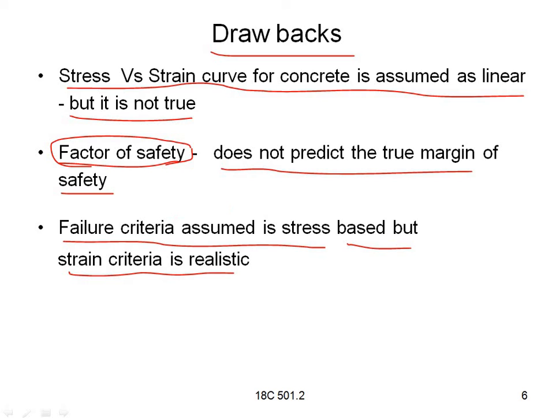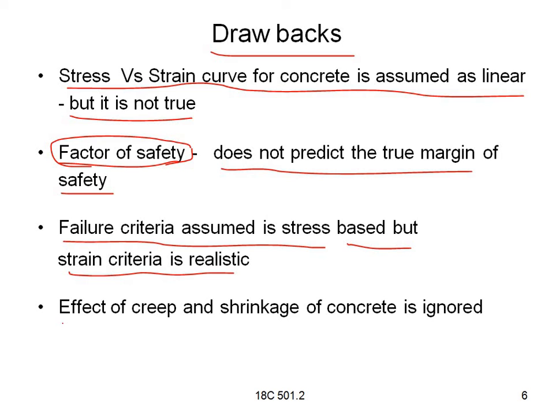Okay, so what do you mean by the strain? So the strain will describe when the realistic failures will be occurring. Okay, so here the effect of creep and shrinkage of concrete is ignored. So what is creep and shrinkage here? When creep has occurred in the concrete, and the shrinkage of concrete will be ignored.